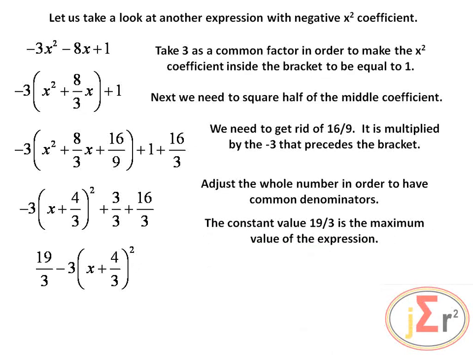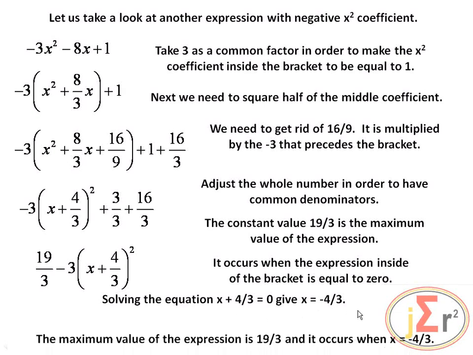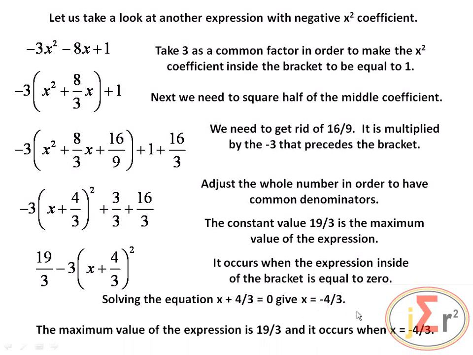The constant value 19 over 3 is the maximum value of the expression. It occurs when the expression inside of the bracket is equal to 0. That is, when x plus 4 over 3 is equal to 0. And when we solve that equation, we get x is equal to negative 4 over 3. The maximum value of the expression is 19 over 3, and it occurs when x is equal to negative 4 over 3.